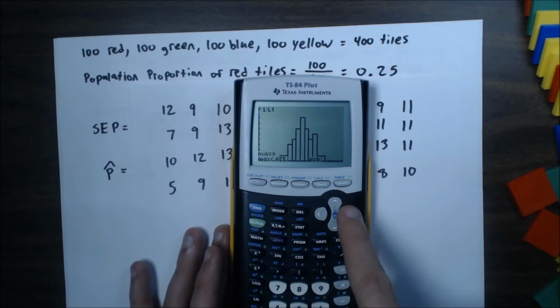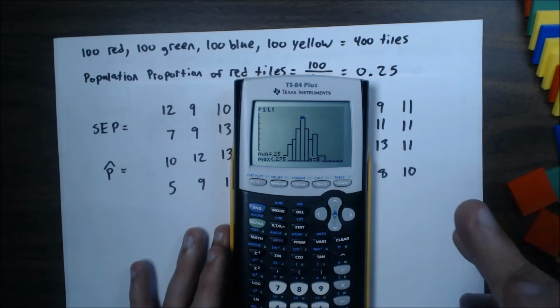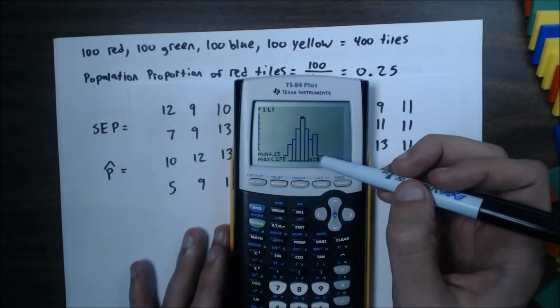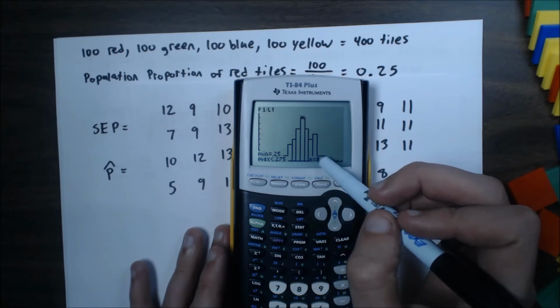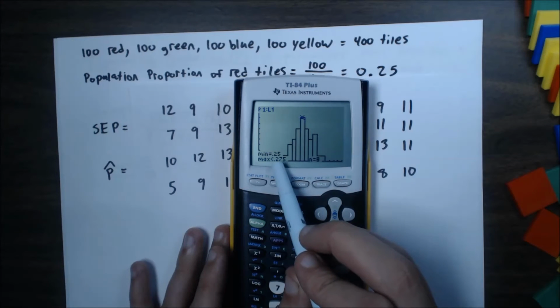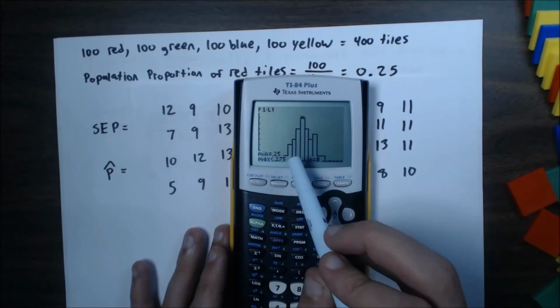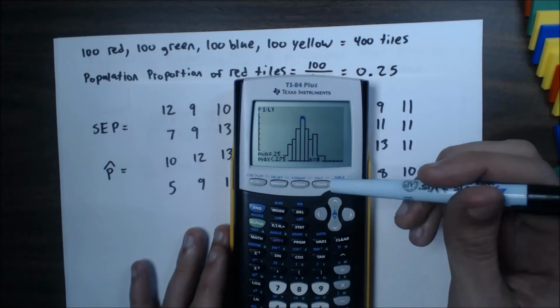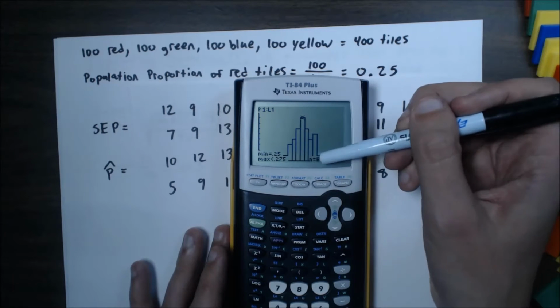I can hit the trace button and I can move across and we can look at what some of these numbers are. What do you think this one in the middle probably is? Well, as it turns out, there's 8 of them, but the data point is 0.25. That's P hat. Okay, so every trial is a data point here. If this was a dot plot, there would be 8 dots stacked up right there. It says n equals 8.